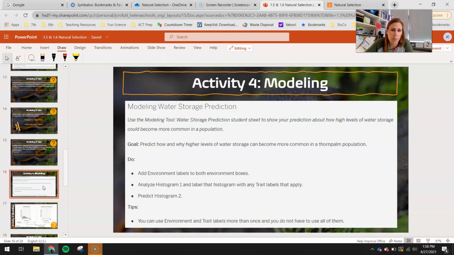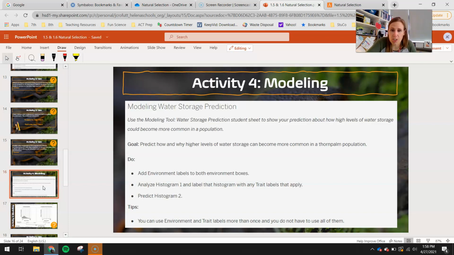Okay, moving on to a modeling tool. We're going to be switching gears. We're not going to be looking at australopes in this little section, but rather water storage molecules. What we're going to be looking at is, again, using a modeling tool and then testing it out in the sim. So you're going to make a prediction first using the modeling tool.